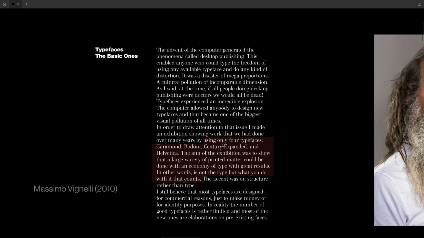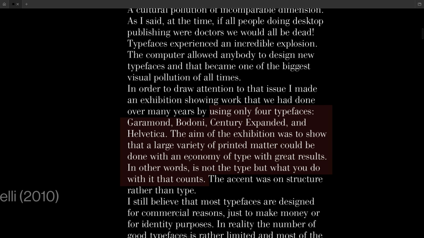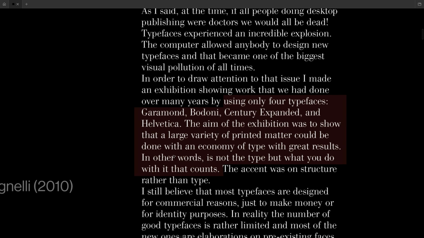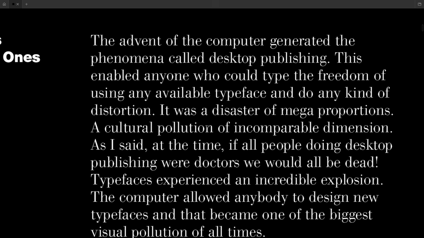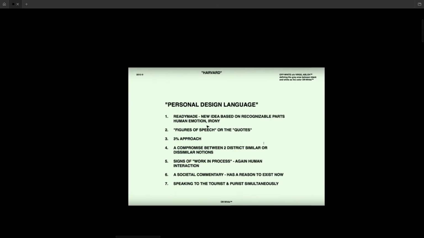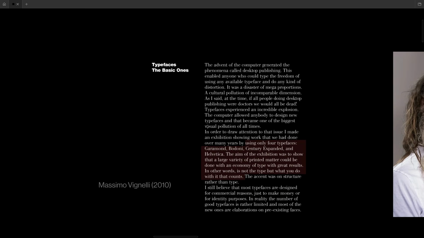And here's Massimo Vignelli's idea of good design, a famously opinionated designer. Not from New York, but he's famous for the work he's done there. He's Italian. He famously used very few typefaces, and he's very opinionated. This is an excerpt from his book, the Vignelli Canon, and he calls the arrival of computers in design and desktop publishing a disaster of mega proportions and a cultural pollution of incomparable dimension. So we have these opinionated designers, and I think opinions and personal philosophy are a huge part of design, which we don't have enough of in tech.